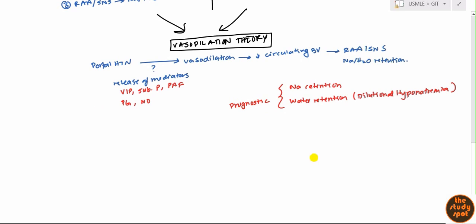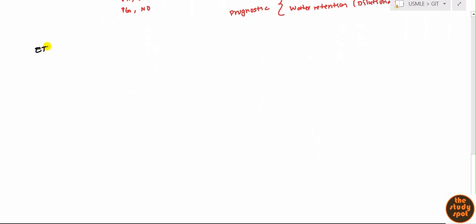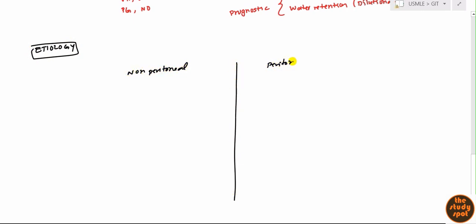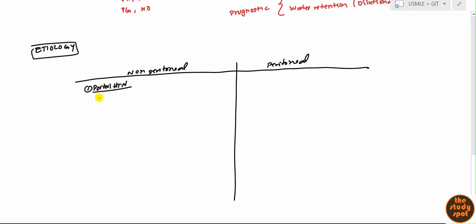Now let's go into the causes, so the etiology. The etiology of ascites is divided into two groups, either non-peritoneal or peritoneal. As you can probably guess, it has to do with the peritoneum or it doesn't. The first one is related to portal hypertension, and this can first be due to some type of liver disease. The most common one is cirrhosis, which accounts for about 80% of ascites.